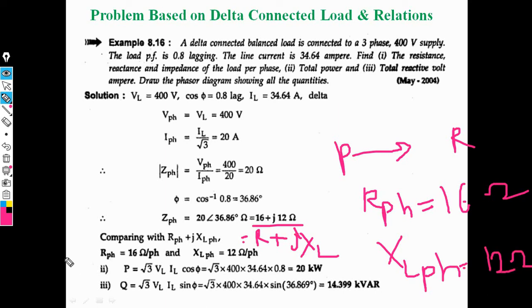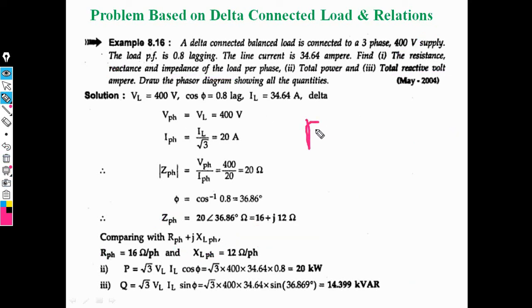Now in the given condition, first we had to find the resistance, then the reactance, then the impedance of the load. Now we have to calculate the total power and reactive power. The total power symbol is P, so we need to find out P.